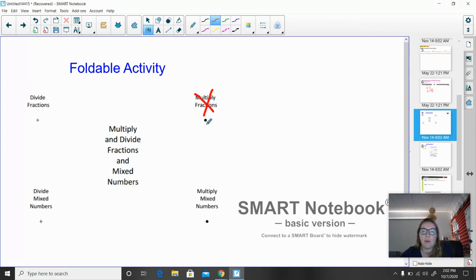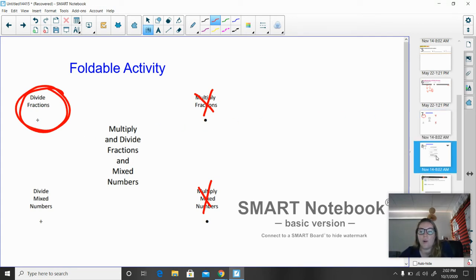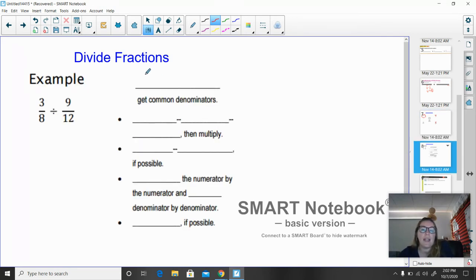We have already done multiply fractions and multiplied mixed numbers. We're going to fill out this divide fraction section right now. So open up that little door. And again, with multiplication and division, we do not get common denominators. We don't have to do anything with the common denominators.